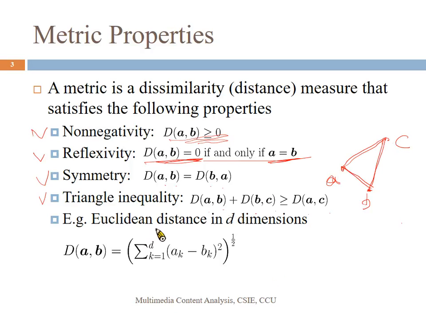So for example, the most commonly used distance measure is Euclidean distance. The Euclidean distance in D dimensions is defined like this. The distance between A and B is equal to the sum of (AK minus BK) squared over all K, and then we take the square root. And we have D real values for each vector. So these vectors are in D-dimensional space.